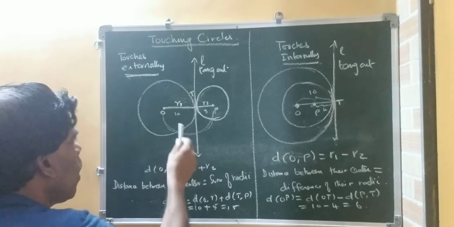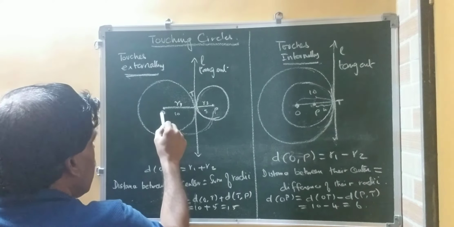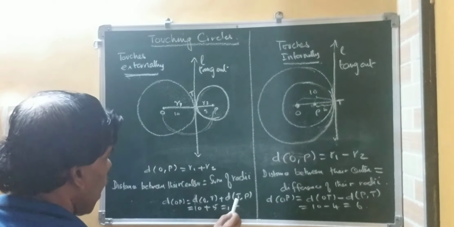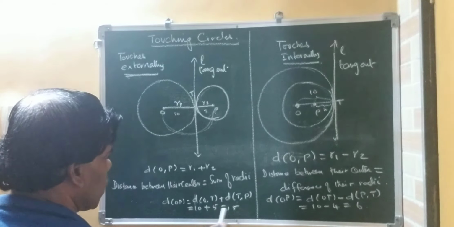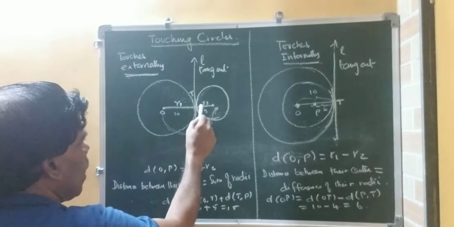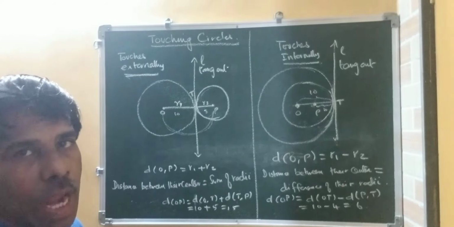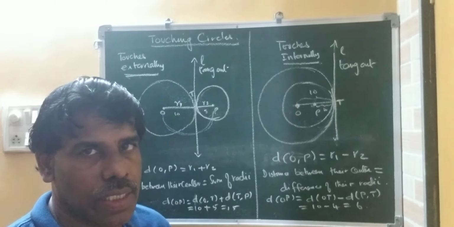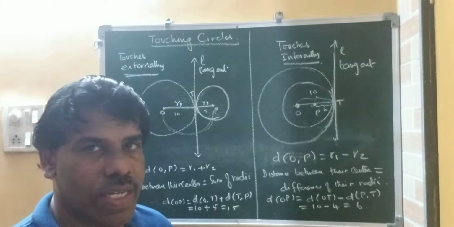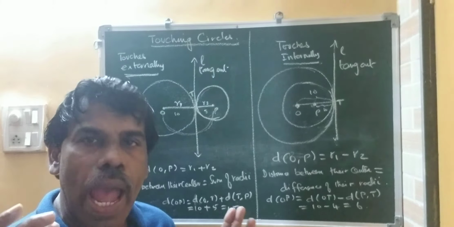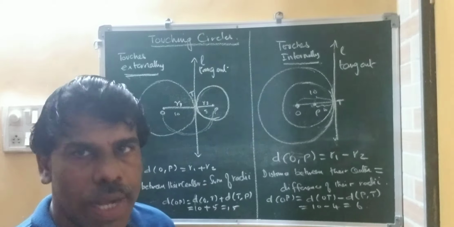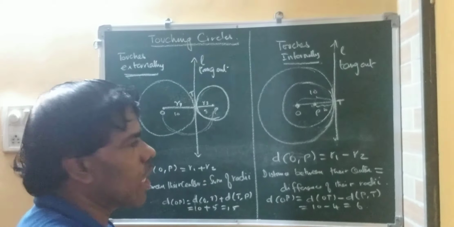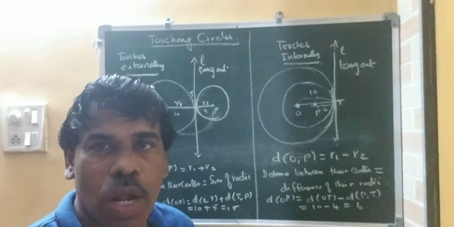For example, what is the distance OP? The distance between OT and OP. See here, OT and TP. So 10 plus 5 equals 15. Suppose this is 10 and this is 5, we will get 15. That means, in order to find the distance between any two touching circles, if they touch each other externally, then you have to add the radii.